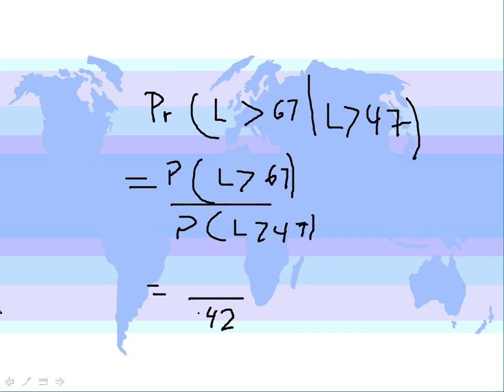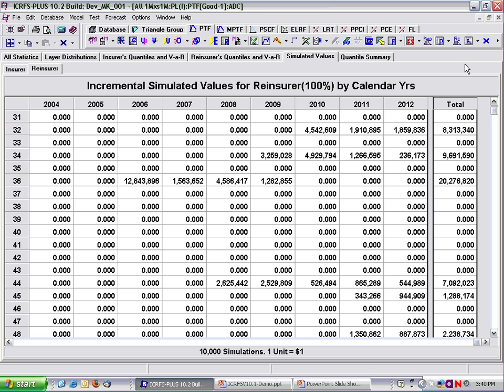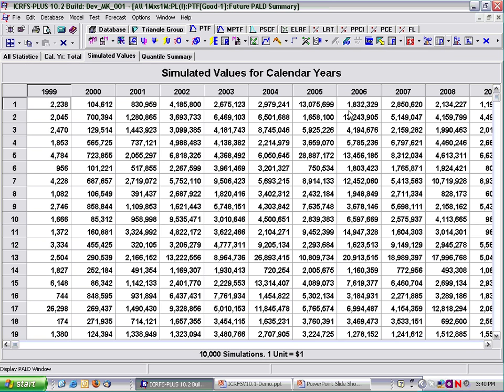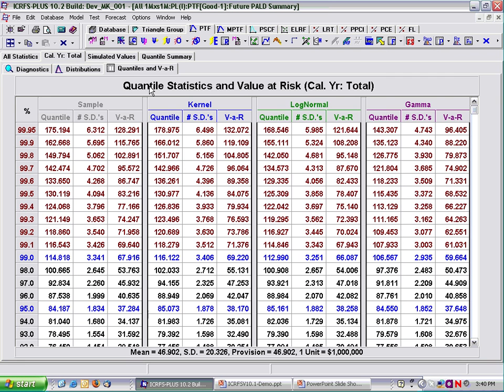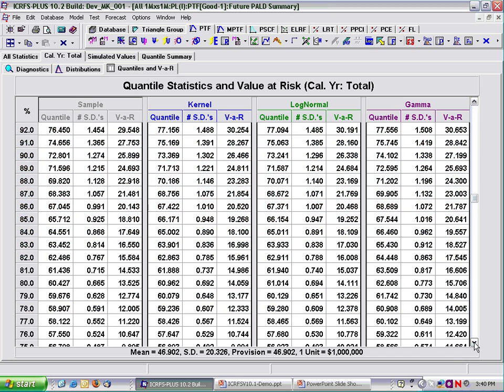What's the probability that the loss exceeds 67 million? Well, let's go to our quantiles table, and what will you say? It exceeds 67 million.